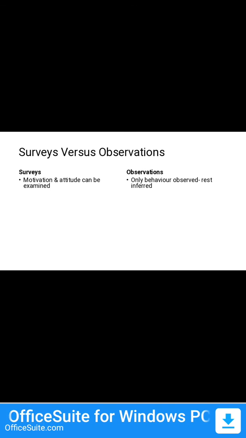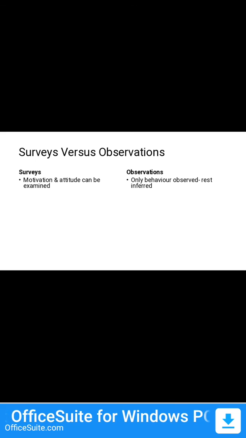But in observations, you cannot see attitude, you cannot see motivation. You only see the behavior, and based on that you try to infer what his motivations are or what his attitude is. So that is a major difference. In surveys we are asking questions about motivation and attitude, while in observations we are observing the behavior, and based on that we are concluding about the motivation or the attitude that an individual holds.